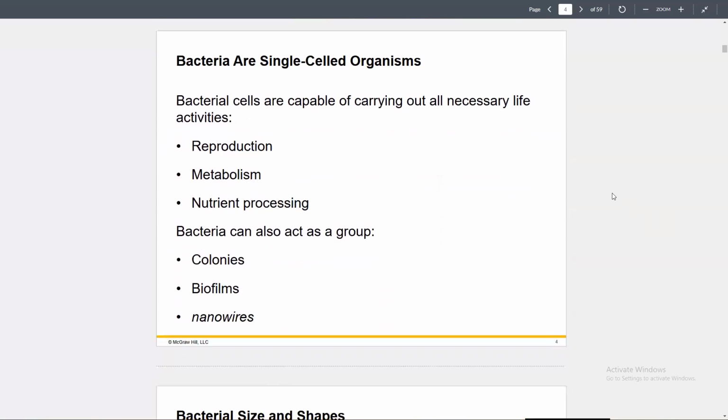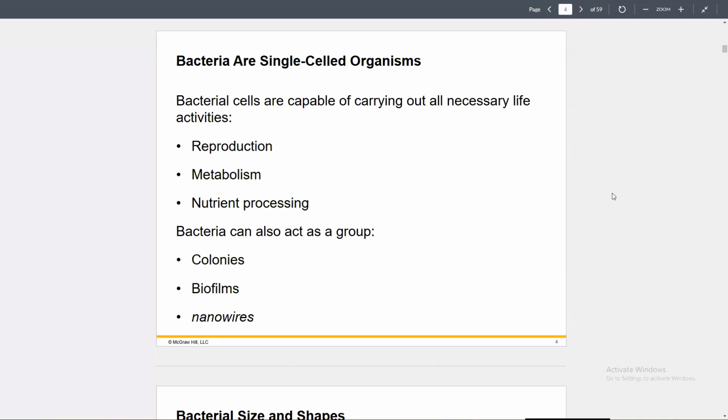These are single-celled organisms, always. Bacteria and archaea are always single-celled organisms, okay? They are cells that are capable of reproducing themselves. They have their own metabolism, so they have breaking down and making of chemical bonds and processing of nutrients. They can act as a group in colonies where they will literally multiply and pile up on one another, or in biofilms.